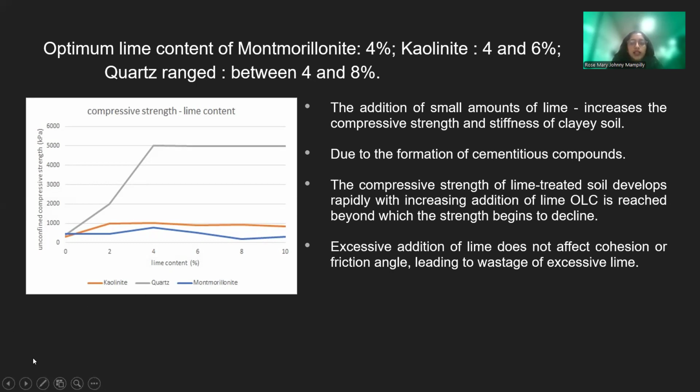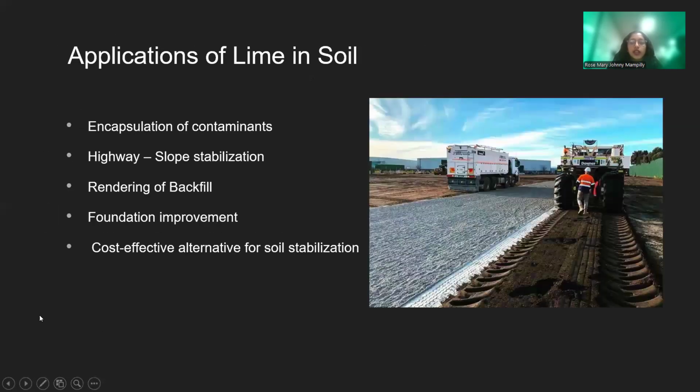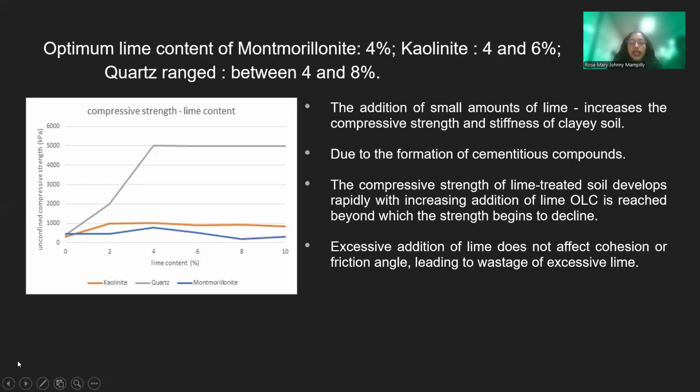Optimal lime content improves the strength of stabilized clay due to an increase in formation of cementitious compounds, causing the cementation of the constituents. Therefore, it increases compressive strength, shear strength, and stiffness of the lime-treated clay soil. But if there is an excessive addition of lime, it does not have any effect on cohesion or friction angle due to excessive cementitious gel formation. So addition of lime beyond OLC max is destructive and wasteful and should be avoided, because the purpose of any ground improvement measure is to improve the strength and the stiffness of the soil. Moving on to the next slide.